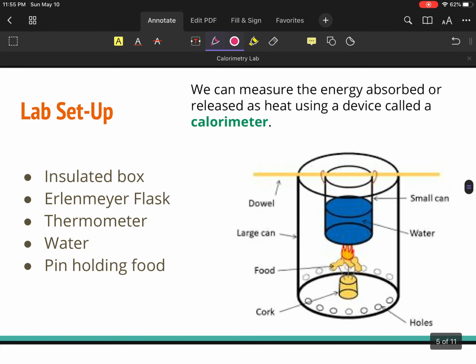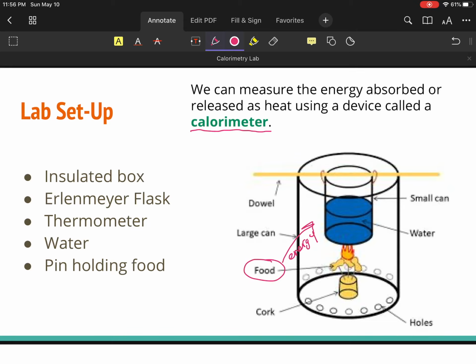So when we're actually doing a calorimetry lab, this whole device here, this picture that you see, we call it a calorimeter. And we're just measuring how much energy is transferred from some type of food, and how that energy is transferred to the water. Basically, that's all we're doing. An easy way to measure energy is to measure heat energy, because we can measure that by looking at the temperature. So this makes it an easy way to see how much energy is actually being transferred or released from this chemical reaction.